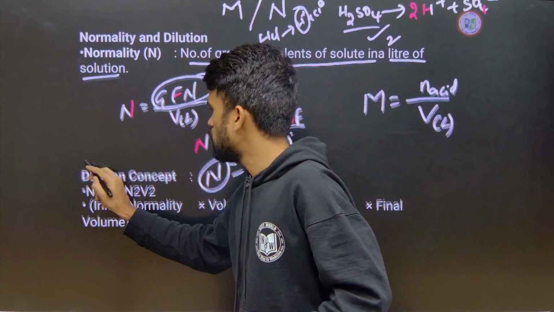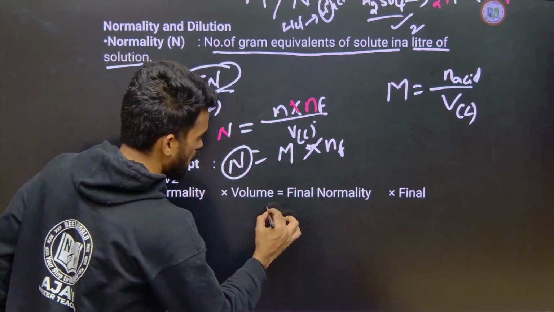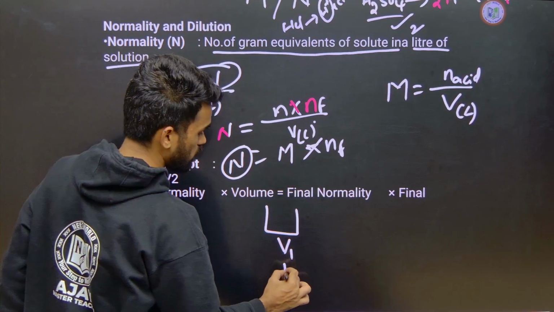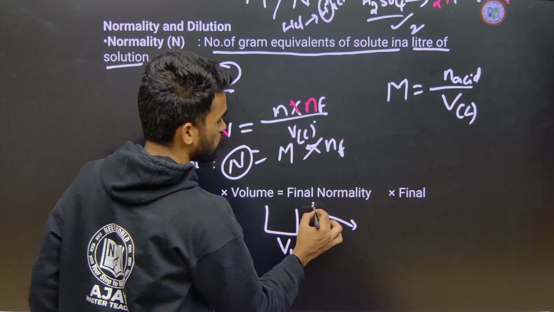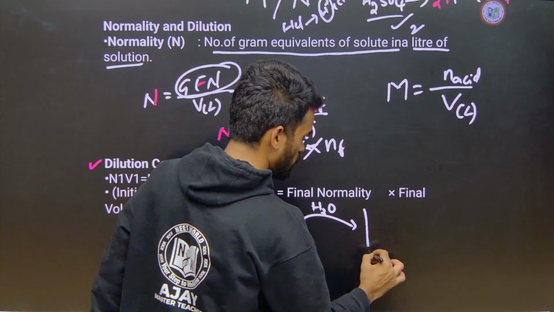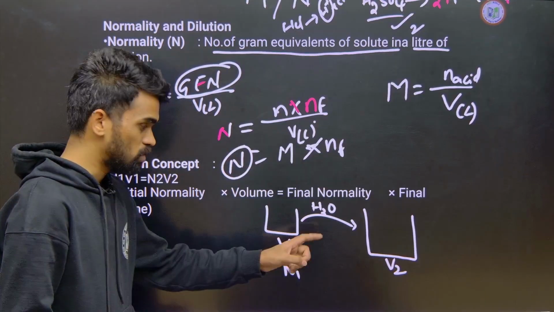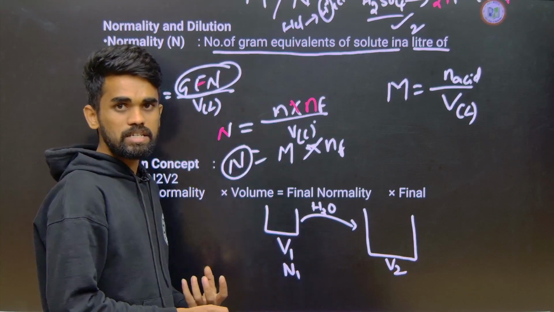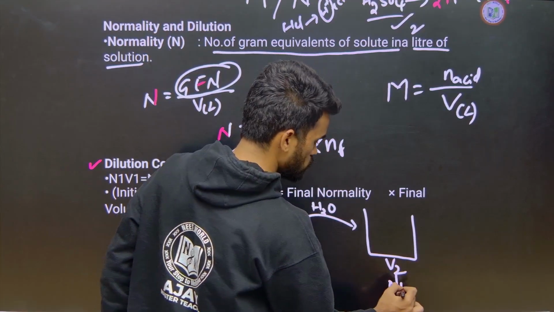Now the dilution concept. Let us say here I have a container. The volume of the container is V1, and the concentration of that particular solution is N1. Now we mix it with water, so the solution is diluted. By adding water, the volume changes. Let us say V2 is the final volume. Since the volume increased, the concentration generally decreases. So this is N1, and let us say this is N2.